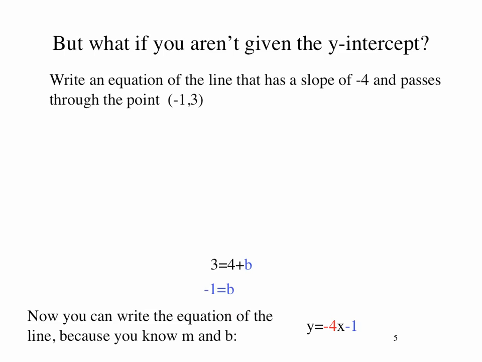But what happens if we're not given the y-intercept? For example, suppose a problem says, write an equation of the line that has a slope of -4 and passes through the point -1, 3. What do we do in this case?